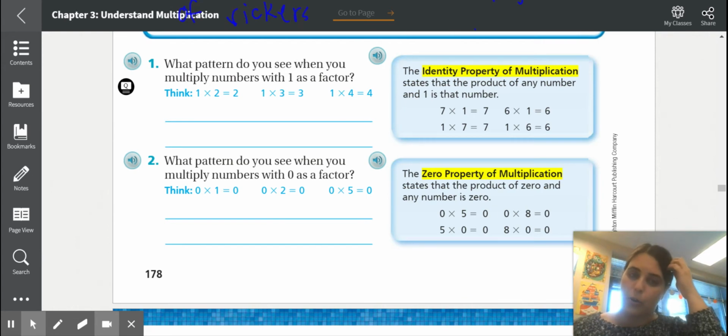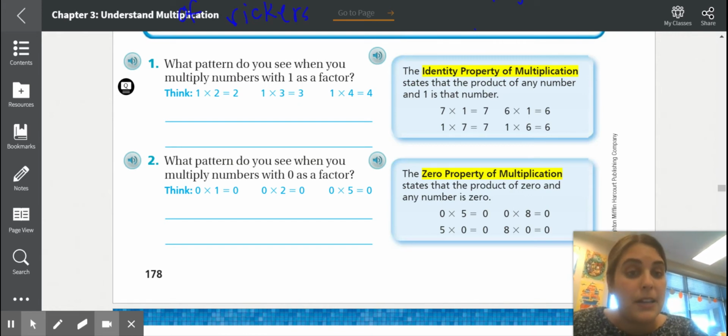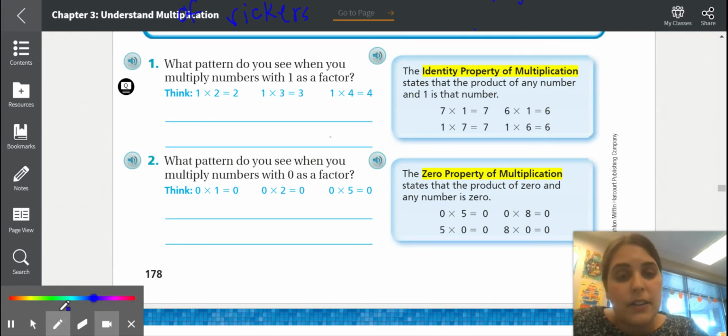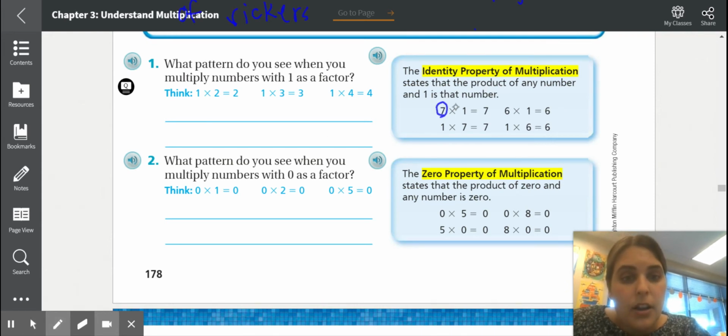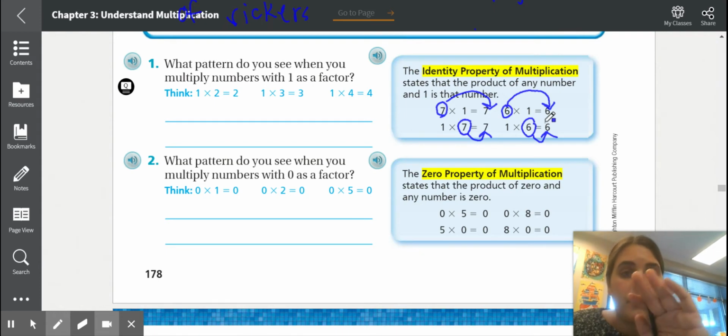So let's just go through a bunch of these. Here's an example. 7 times 1 equals 7. 1 times 7 equals 7. 6 times 1 equals 6. 1 times 6 equals 6. So all of these numbers, they're seeing themselves in the answer. They are seeing their own identity in the answer. Okay. So any number multiplied by 1 equals that number.